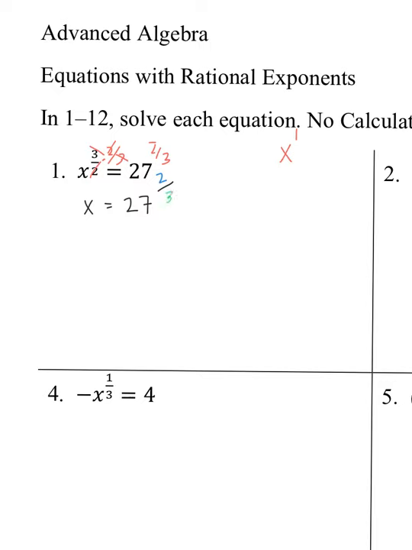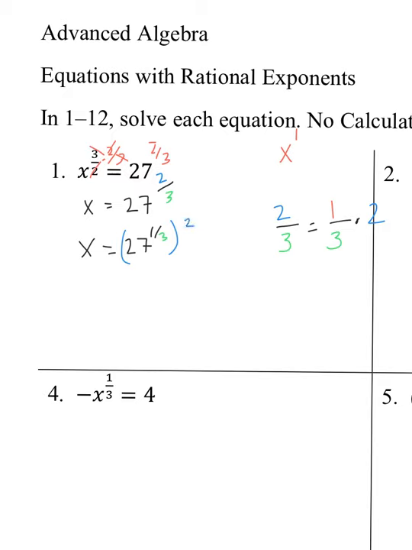But remember that 2/3, if we have 2 divided by 3, is the same thing as 1/3 times 2. So you can always keep the denominator of 3, put a 1 on top, and multiply it by 2. So for this equation, we can write x equals 27 to the exponent 1/3 squared.